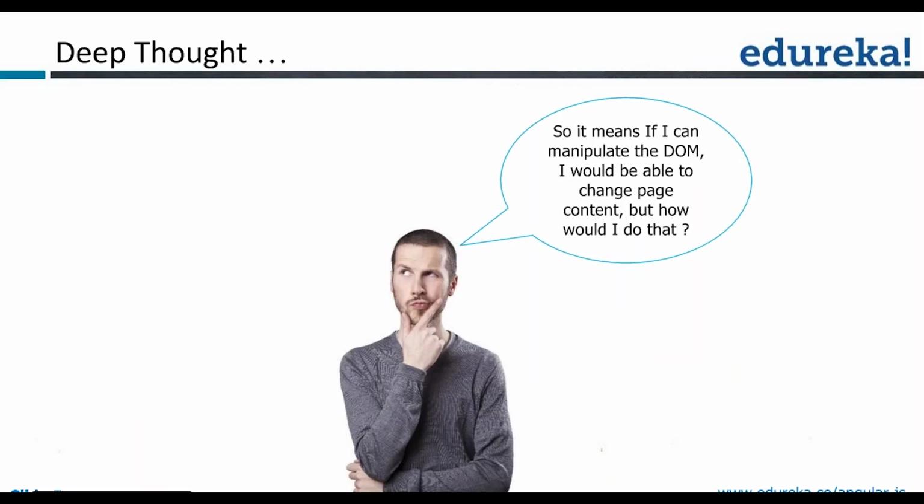Yeah, so a bit of thought here. It means that if I can manipulate the DOM, I would be able to change page content. But how do I do that? As you can see, once the DOM has rendered the page, we have to use some JavaScript method to manipulate the DOM. For example, we can use the ID attribute to identify a specific HTML tag on the browser. Once we get the handle of the element, we can work on it to actually do some operation on that.